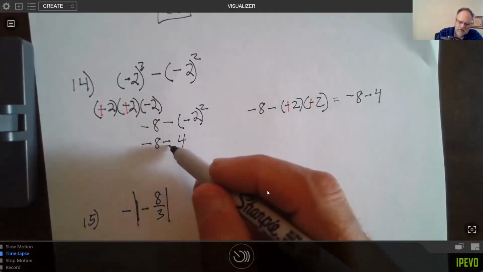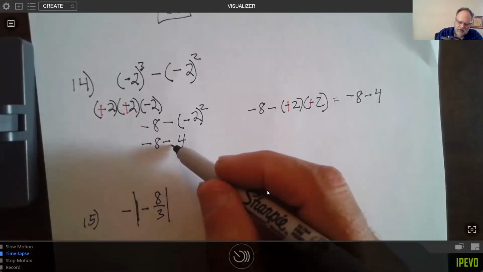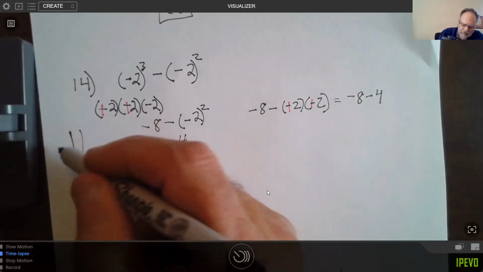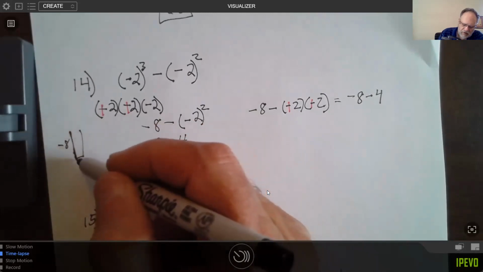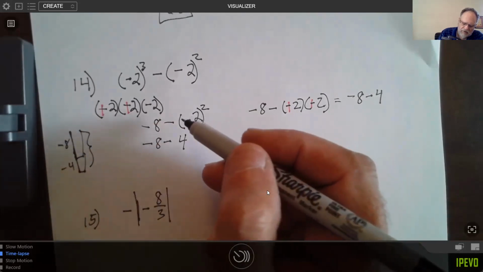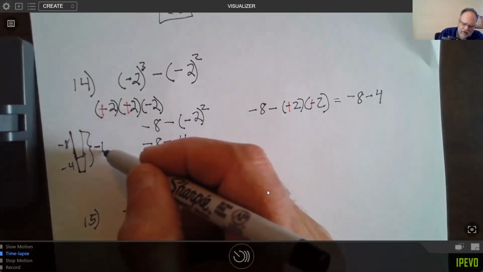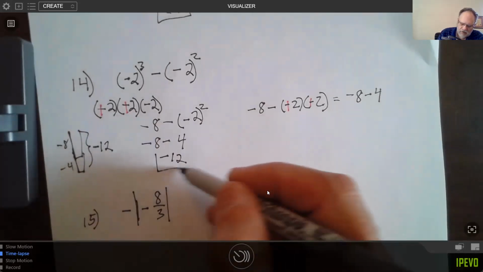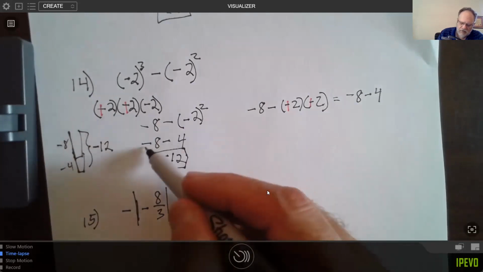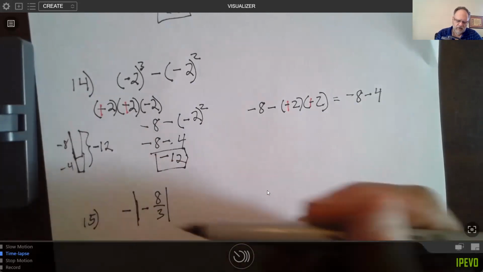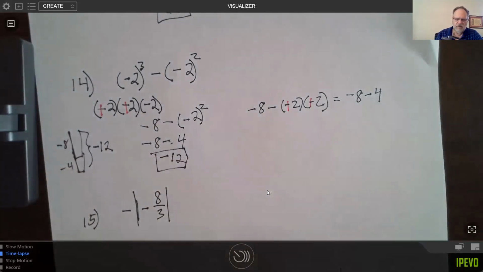So -8, since they're both the same signs, it's like we're adding negatives, right? If you dig 8 inches down, then take a break, and then dig 4 more inches down, well, how far in the hole are you? Well, you've gone down -12, right? So -12, again, because the signs are the same, you're adding negatives. So you're going more negative. And so our answer is -12.